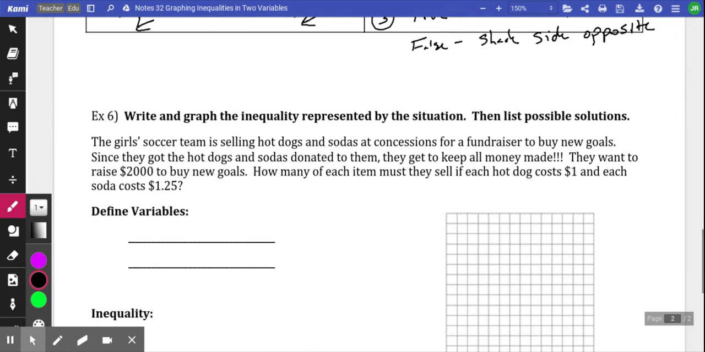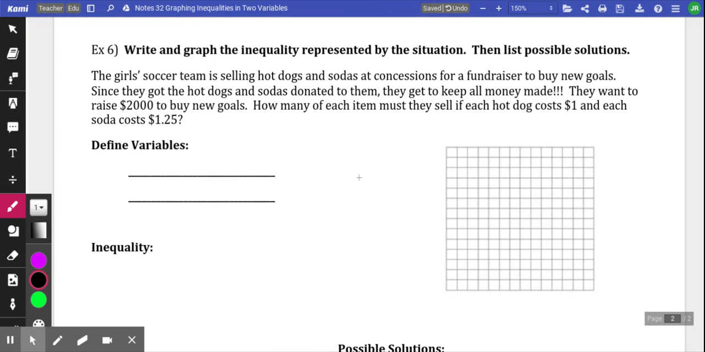All right, I'm going to go ahead and do one more example, and this last example is going to be a word problem, a story problem. So this one says the girls' soccer team is selling hot dogs and sodas at concessions for a fundraiser to buy new soccer goals. Since they got the hot dogs and sodas donated to them, they get to keep all of the money that they made. They want to raise $2,000 to buy new goals. How many of each item must they sell if each hot dog costs $1 and each soda costs $1.25?